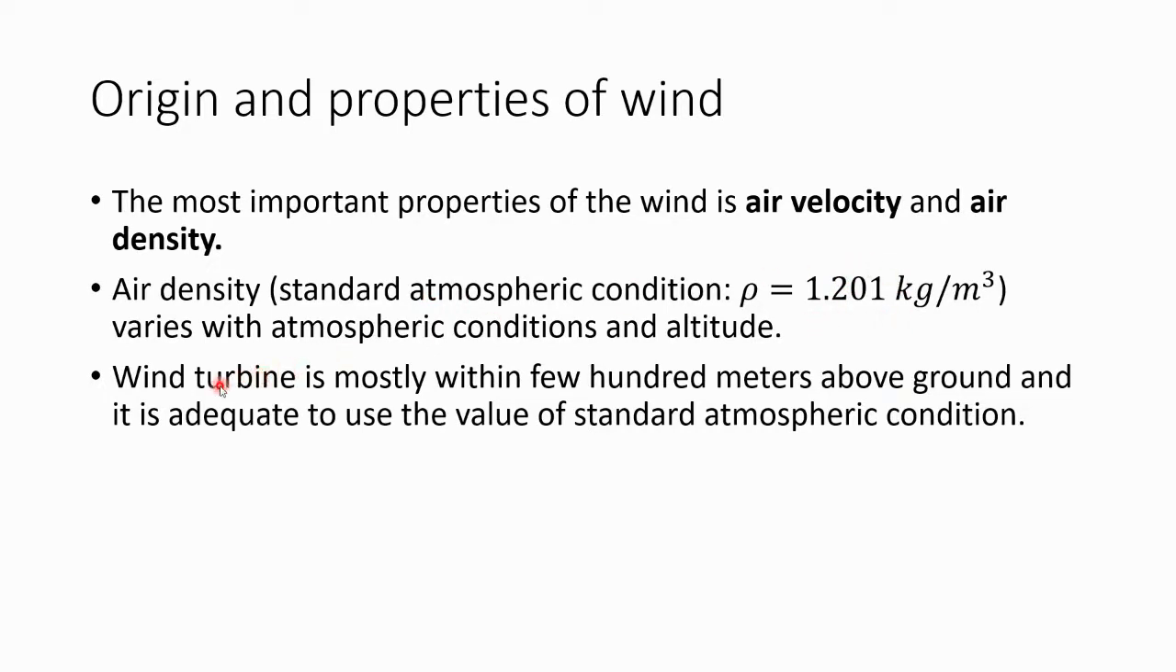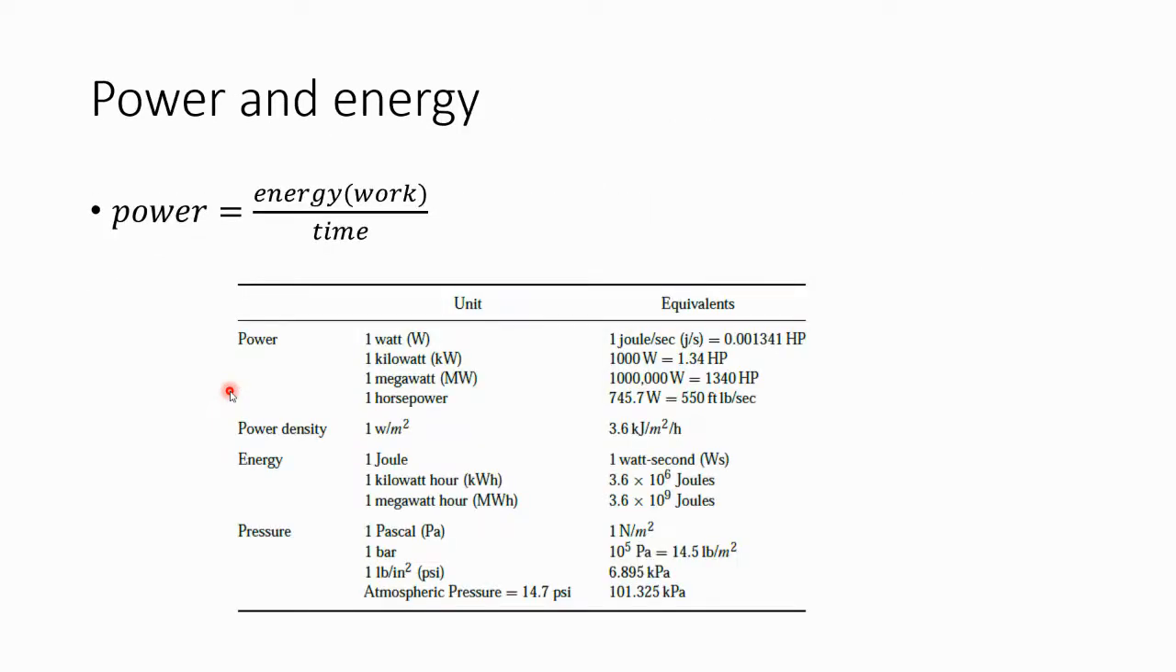A wind turbine is mostly only a few hundred meters above ground, and it is adequate for us to use standard atmospheric conditions for air density. Why do I say that? Later on, we will see why.